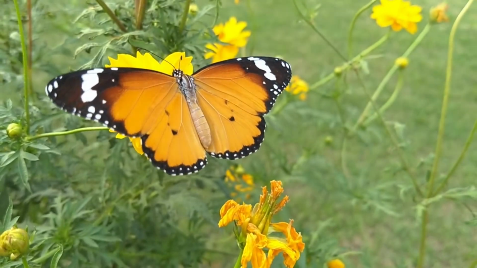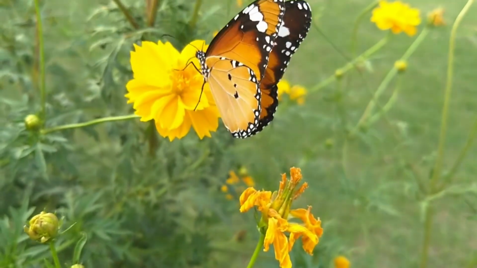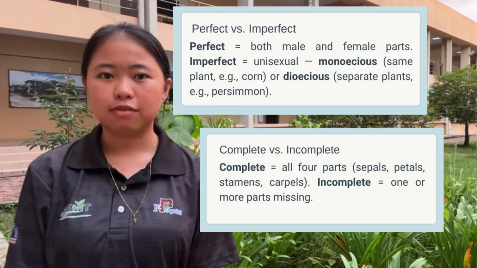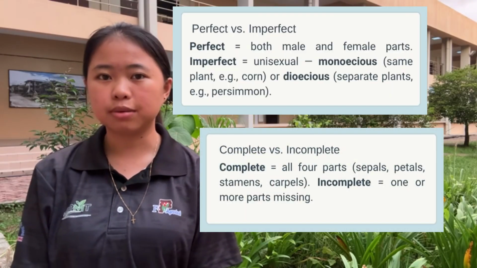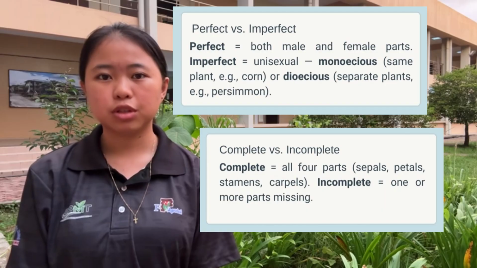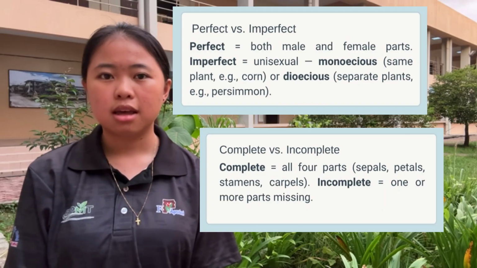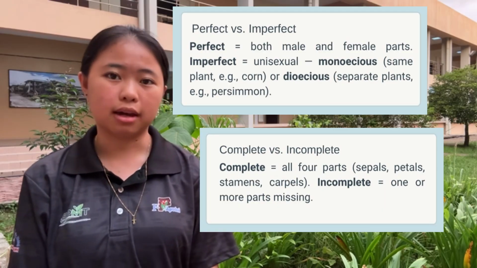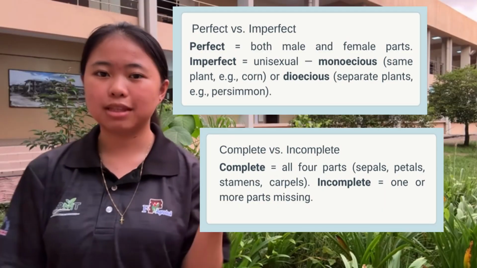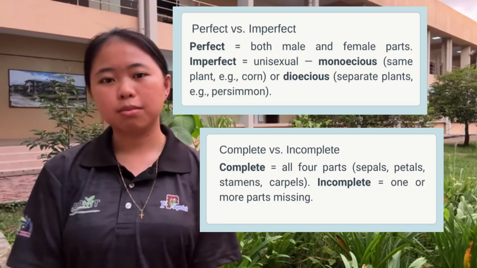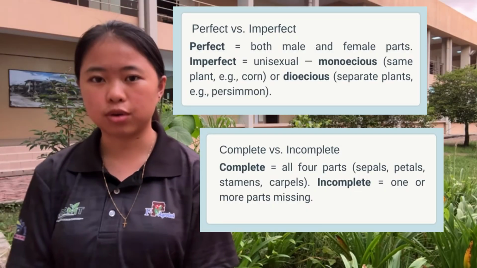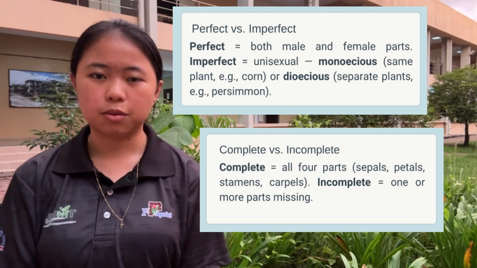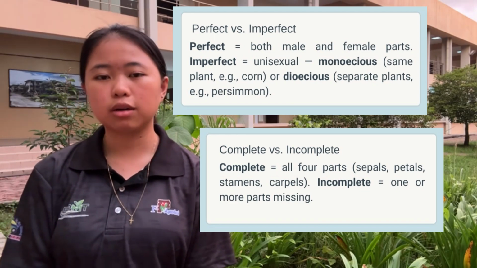Next is monoecious and dioecious. If a plant has separate male and female flowers on the same plant, it is monoecious, like corn. And if they are on separate plants, it is dioecious, like papaya. Next is complete versus incomplete. Complete flowers have all four whorls: sepals, petals, stamens, and carpels, while incomplete flowers are missing one or more.